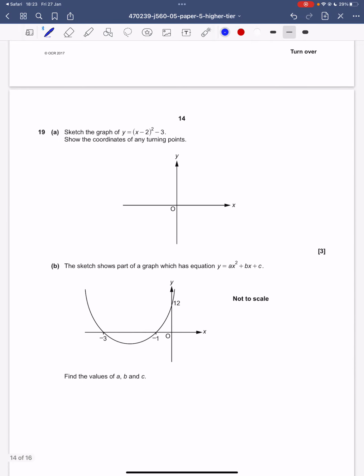Page 19. Sketch the graph of y equals (x minus 2) squared minus 3. Show the coordinates of any turning points. The minimum: it's a quadratic because of that squared, and it's got a positive coefficient of x squared. It's going to look like this. So it has a minimum point.